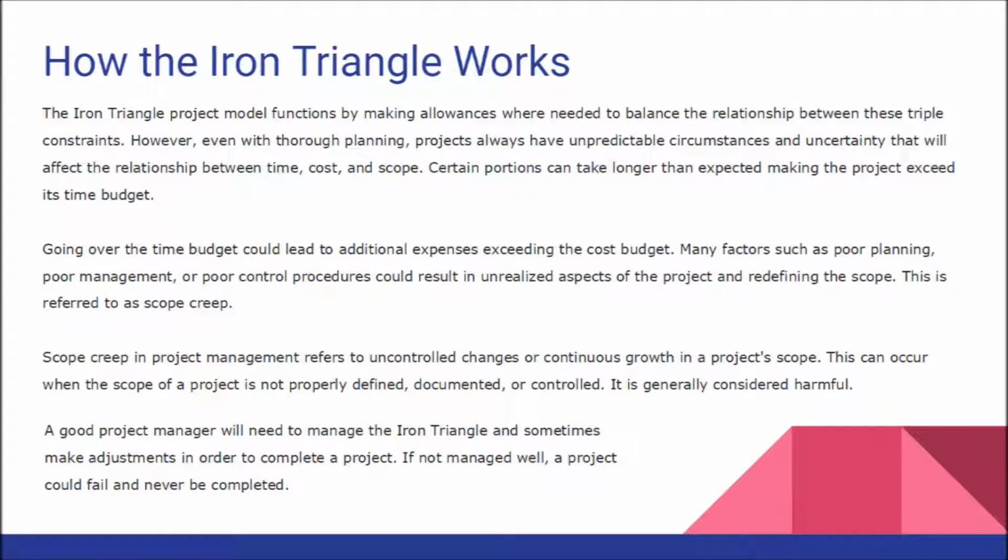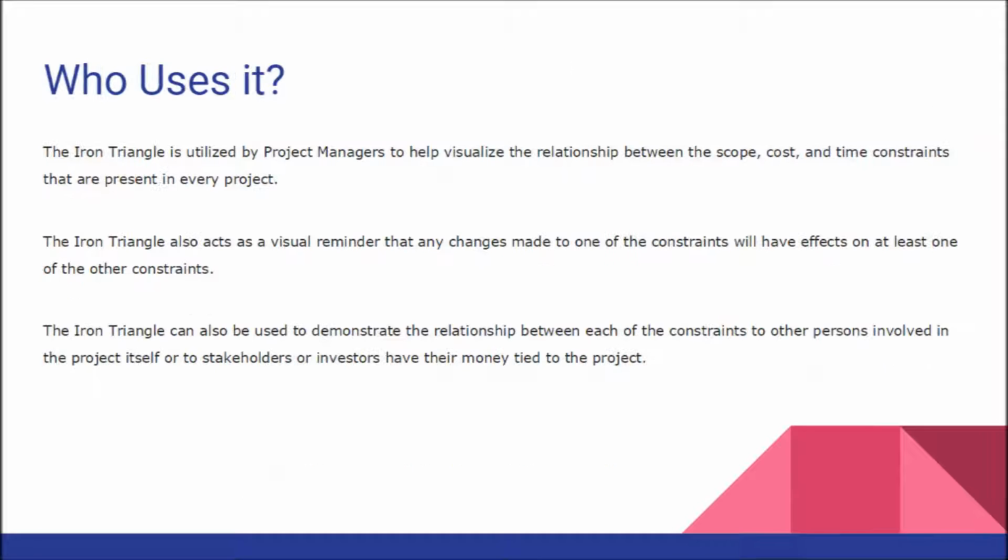A good project manager will need to manage the Iron Triangle and sometimes make adjustments in order to complete a project. If not managed well, a project could fail and never be completed. The Iron Triangle is utilized by project managers to help visualize the relationship between the scope, cost, and time constraints that are present in every project.